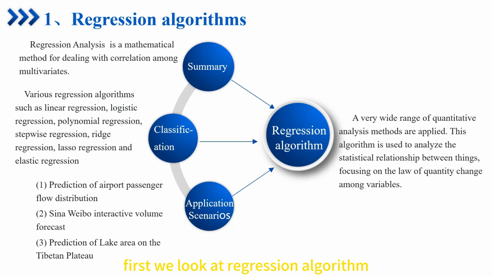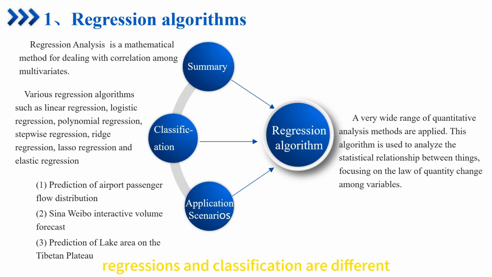First, we'll look at the regression algorithm. Regression algorithm is a mathematical method for dealing with correlation among multiple variables. This algorithm is used to analyze the statistical relationship between things, focusing on the laws of quantity change among variables.